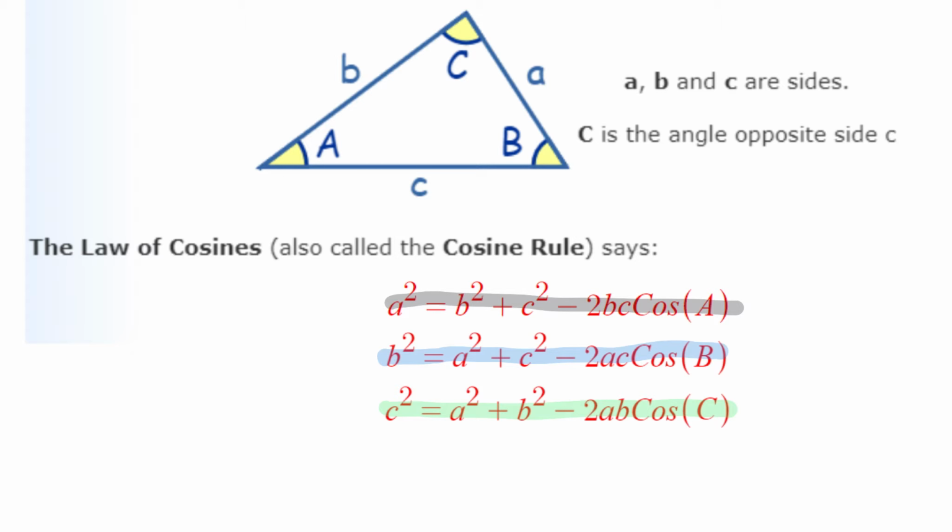A squared equals b squared plus c squared minus 2 times b times c cos of a. And then the b formula is b squared equals a squared plus c squared minus 2 times a times c cos of b. And then finally, c squared equals a squared plus b squared minus 2 times a times b cos of c. Seems like a lot that's going on, but maybe my way will help you recognize these a little quicker. So here's what I do.